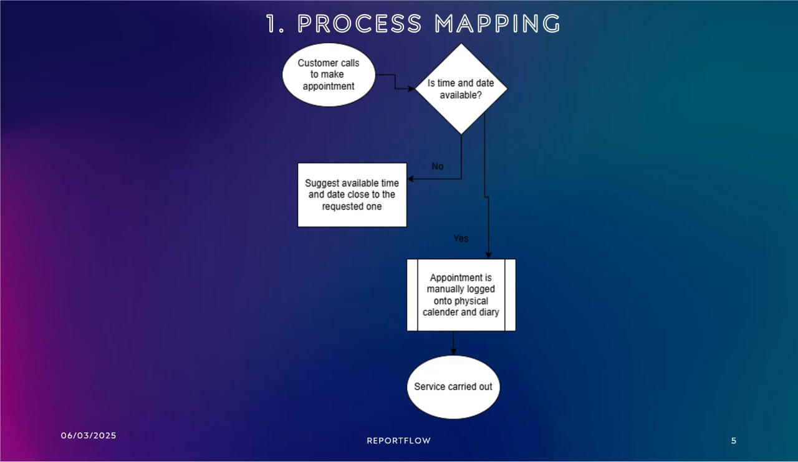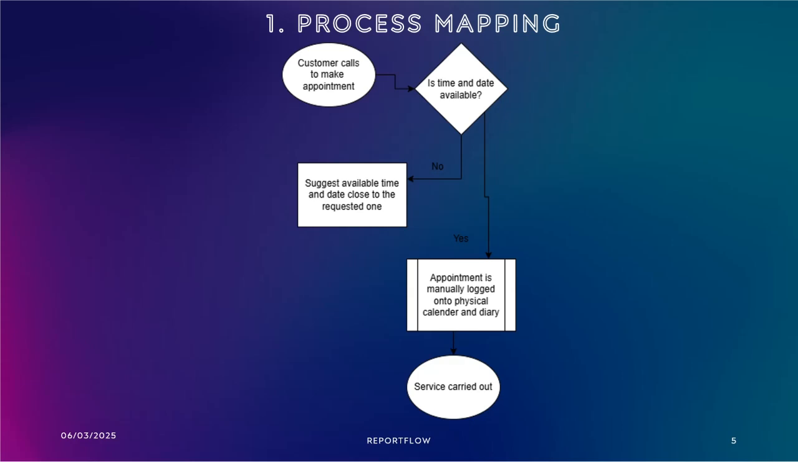Solutions, let's talk solutions. We're going to give a basic example while we talk about it. The first thing you want to do in any business, if you want to implement AI, is to map your process. This is a simple process map for a hairdressing place, but it can be for any other business. The customer calls to make the appointment. You answer the phone. They ask for a specific time and date. Is it available? You check your calendar. If not, you suggest something similar or close.